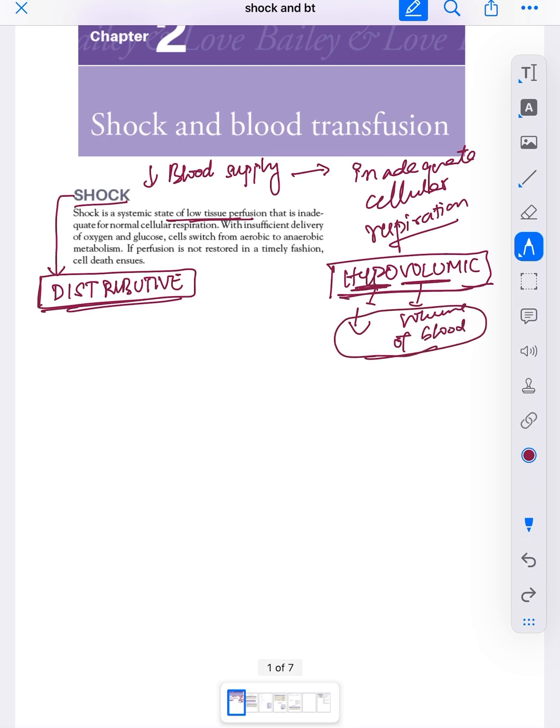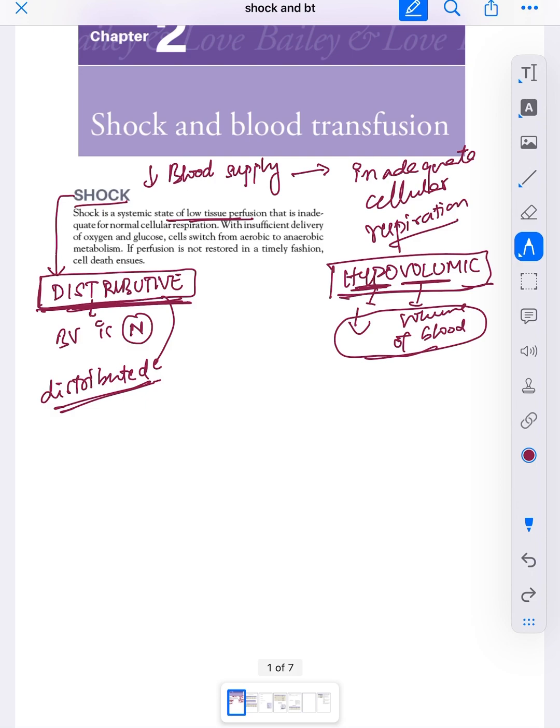It could be because of various reasons. There is ongoing blood loss happening, or it could be because of the third space fluid loss. It could be because of severe dehydration due to vomiting or diarrhea, correct? That is the situation in hypovolemic shock. So what happens in distributive shock? Unlike the hypovolemic shock, the blood volume is normal here, but it is getting distributed at wrong places.